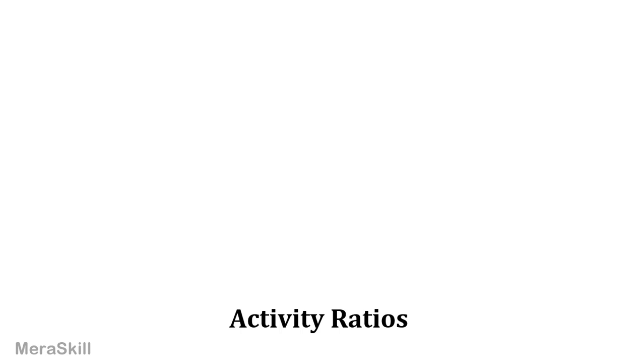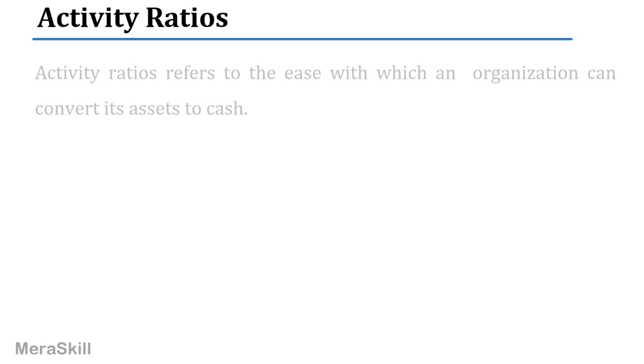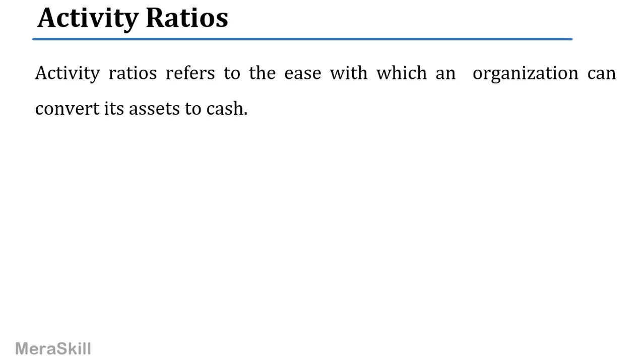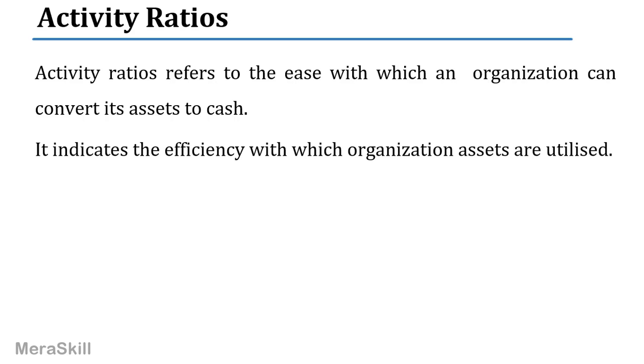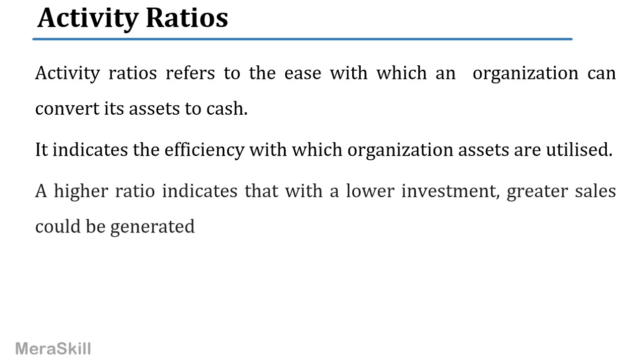Activity ratios. So now let us take a look at turnover ratios or activity ratios. Activity ratios, what do they refer to, students? The frequency with which, the ease with which an organization converts its assets to cash, to sales. It indicates how efficiently you are using your assets. A higher ratio means with a lower investment, greater sales could be generated.